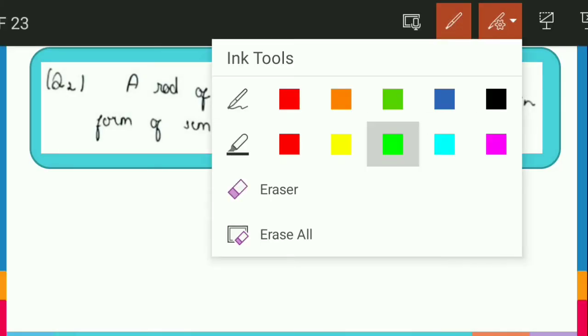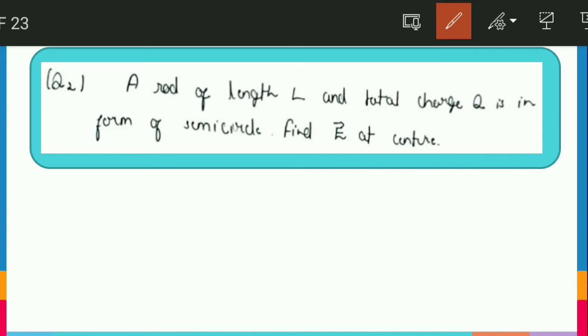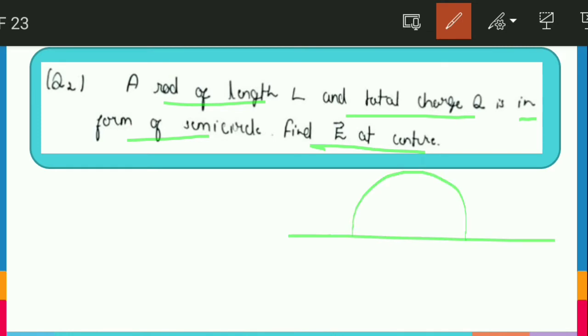Yes friends, let's see this question, how we have to approach this. It says a rod of length L has a total charge Q, and it is in the form of a semicircle. Then we have to find the electric field at the center. So friends, let me draw a figure for you. Let's say this is our x-axis, this is our semicircle, this is our y-axis, and this is our origin.